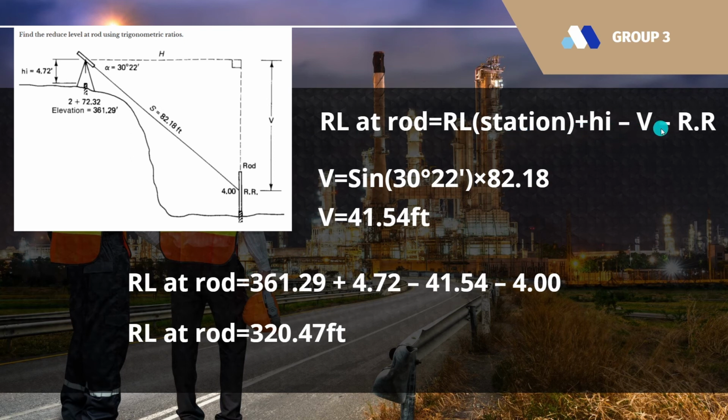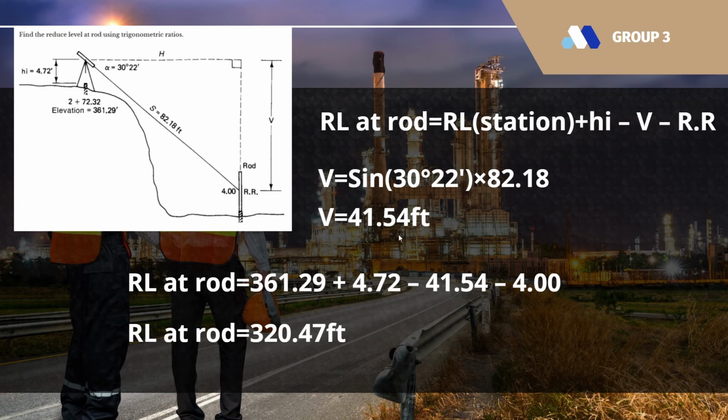In order to use the formula RL at rod is equal to RL station plus HI minus V minus rod reading, we must first solve for the V, where V is equal to sine 30 degrees 22 minutes multiplied by 82.18. So solving for that, V will be equal to 41.54 feet.